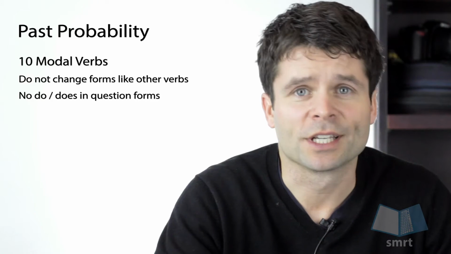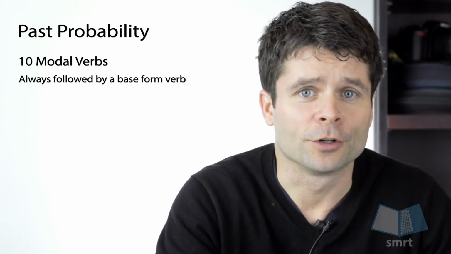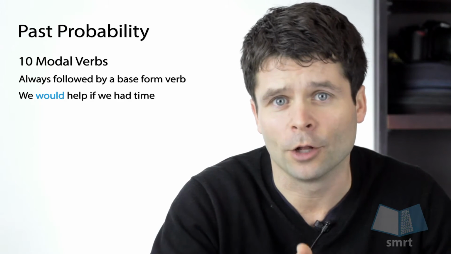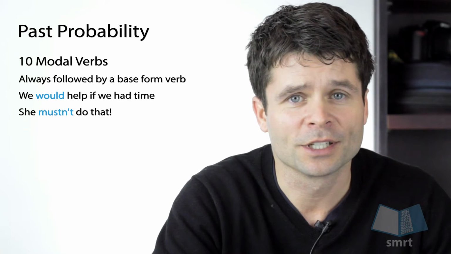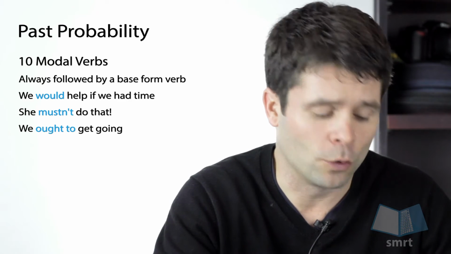For example, we'd say, can you give me a hand? We don't have to worry about the do or does. No don't, doesn't in the negative forms, so he shouldn't do that. Always followed by a base form verb. We would help if we had time. She mustn't do that. And we ought to get going.